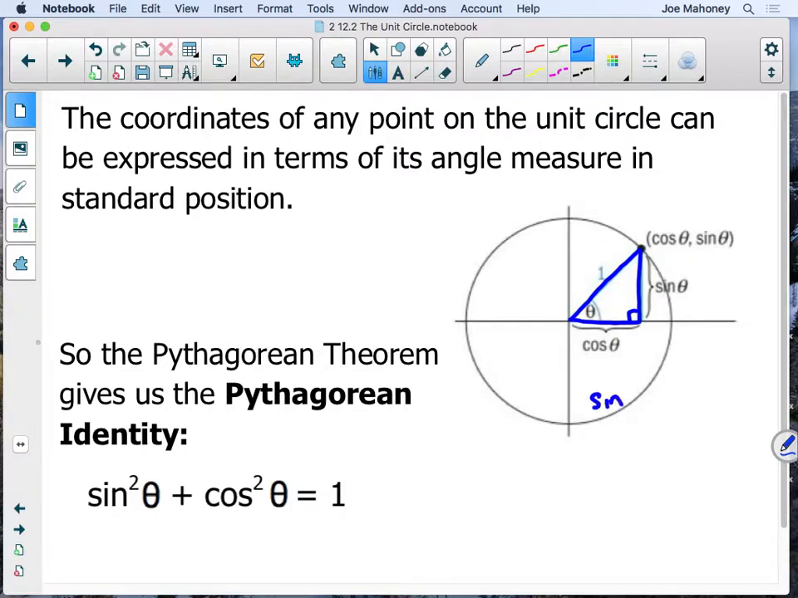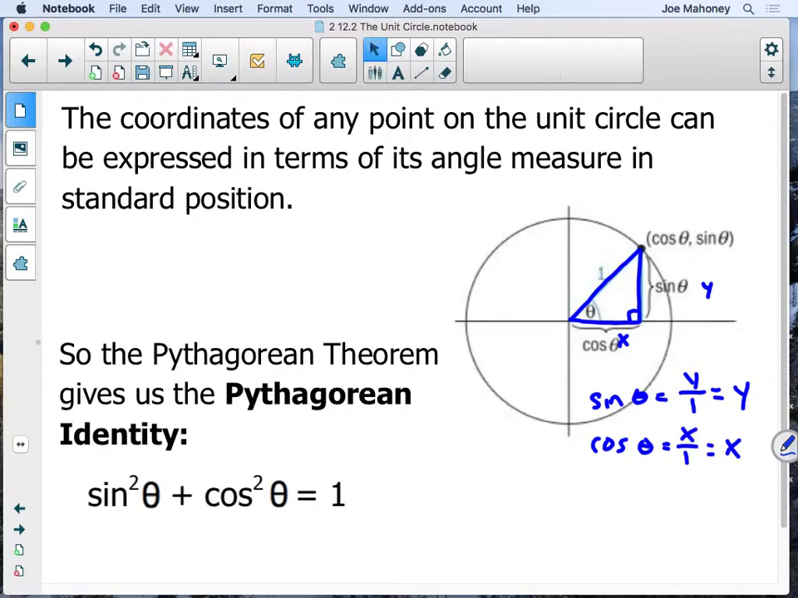So then the sine of the angle is the opposite side, which is the y value, over the hypotenuse, 1. So sine of theta is just really the opposite side of the triangle. Similarly, the cosine of the angle is adjacent over hypotenuse. This is my x distance, adjacent over hypotenuse. So this is why we can name a point, instead of x comma y, in terms of the cosine and sine of its angle of rotation from standard position.